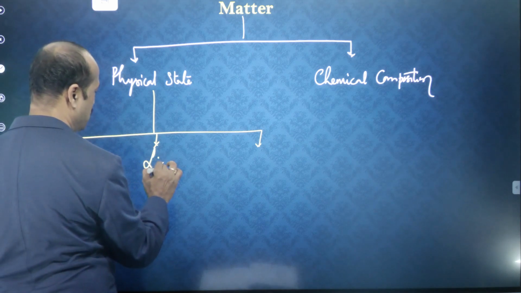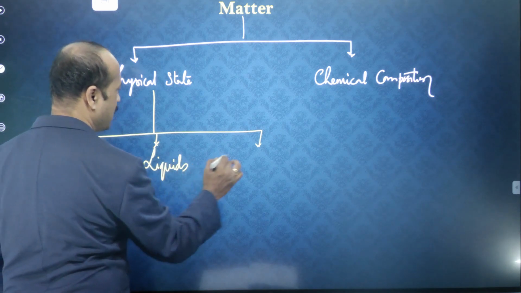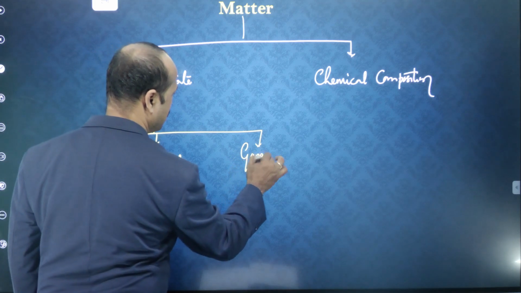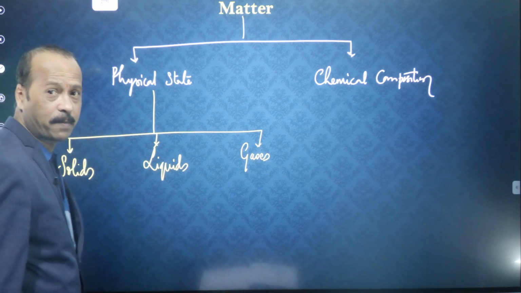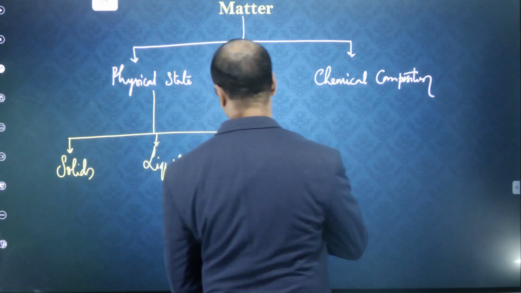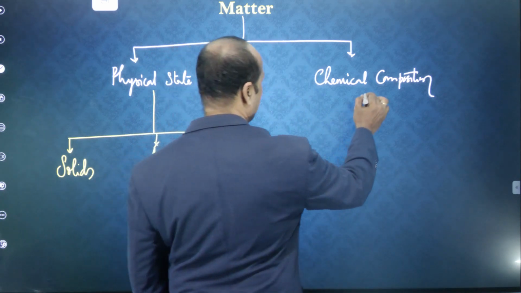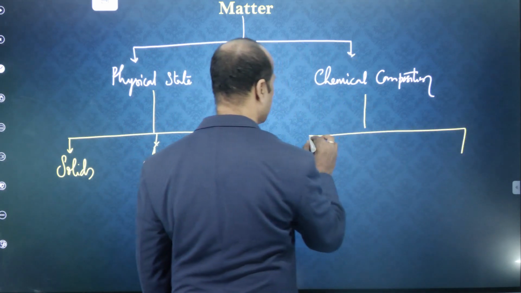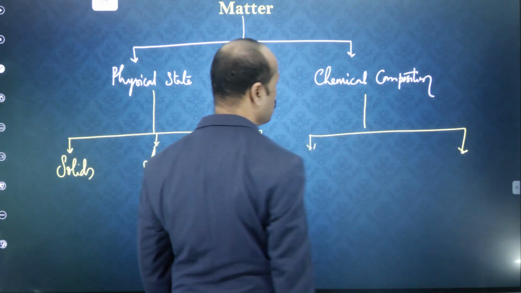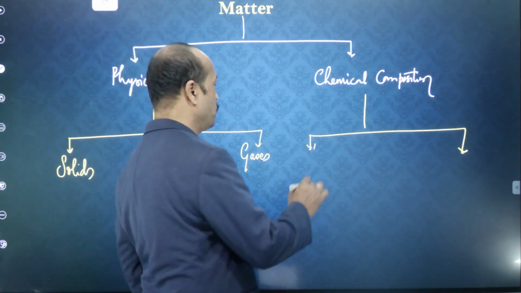The second one is called liquids, and the third is gases. So, these are the three types. And here is the chemical composition. In the 6th class we are studying only this one. But if you go to the higher classes, in the 7th class or so, we study this one also.